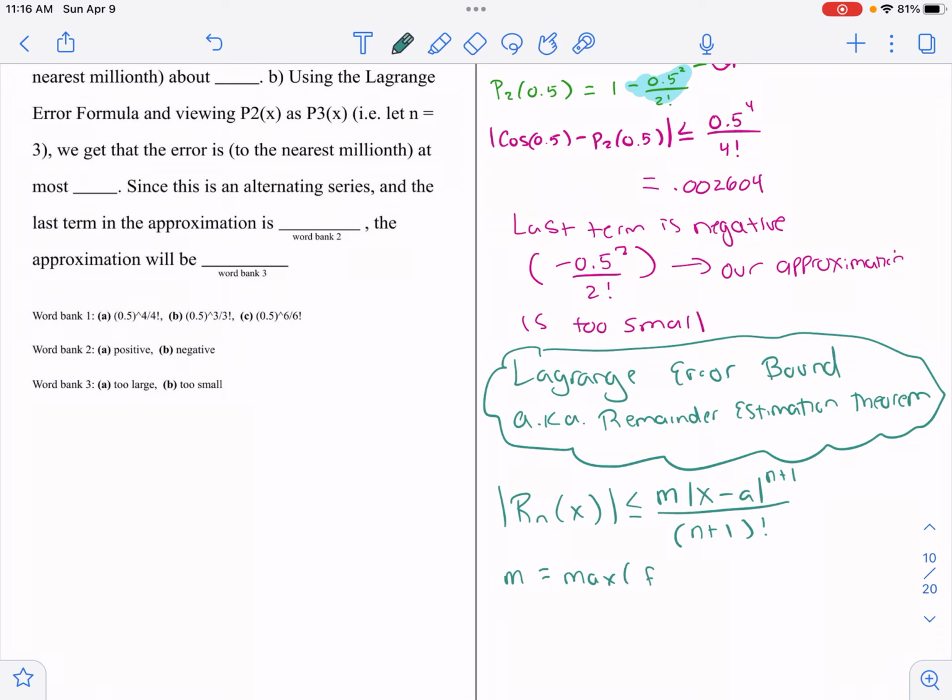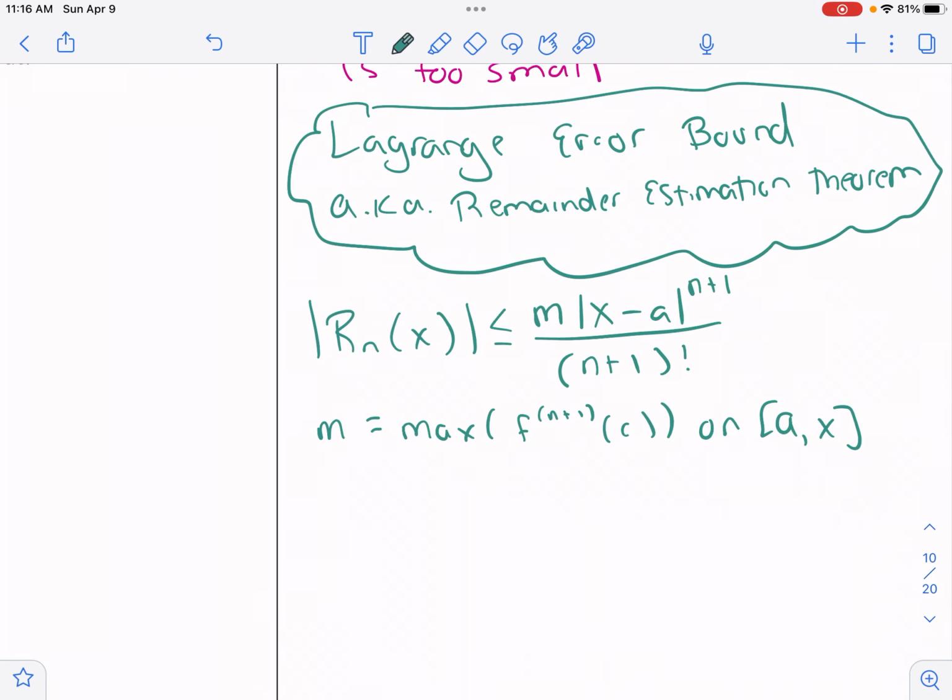of the n plus first derivative of your function on the interval 0 to wherever you're approximating, or a to where you're approximating. So the center to x. Now in our case, they told us specifically to let n be 3. So that's because if you go back up here, let's go up here.